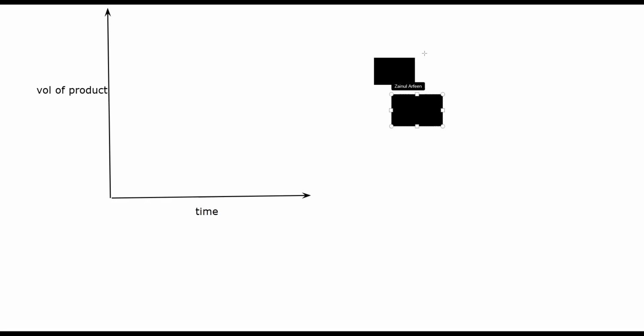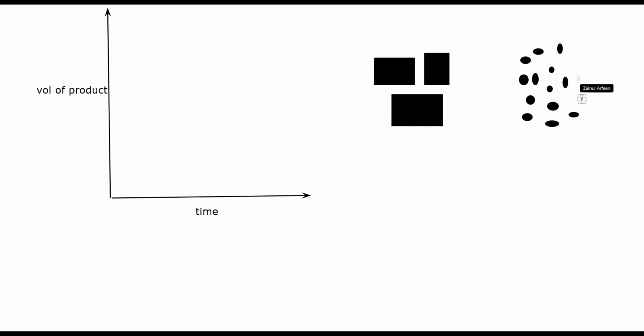So if we have the volume of product versus the time, in the first experiment we are using lumps. In the second experiment we crush and use a powder form. Which apparatus can be used to crush the solid? In the chemistry lab, which apparatus can we use to crush this solid?